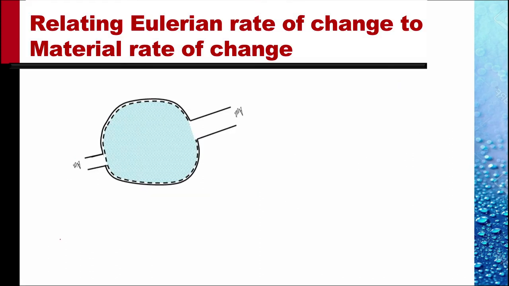When we apply the physical laws, we need the rates of change of material properties associated with the system. All physical laws that are available to us use the rate of change of material systems. But in fluid mechanics, we deal with controlled volumes, and the rates of change that we know are available for controlled volumes. So we need a relation between Eulerian rate of change and the material rates of change.